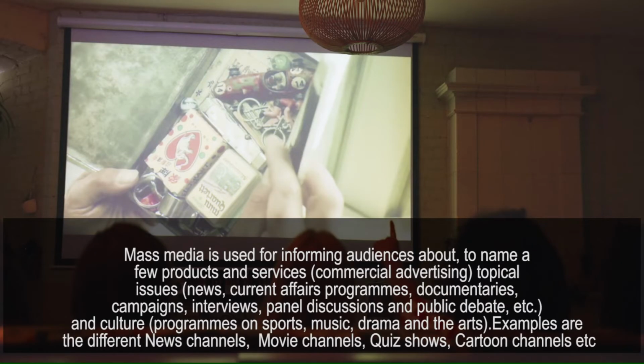Mass media provides an enormous amount of information. Mass media is used for informing audiences about, to name a few, products and services, topical issues like news, current affairs programs, documentaries, campaigns, interviews, panel discussions, public debate, etc., and culture like programs on sports, music, drama and the arts. Examples of the various ways by which information is disseminated are through the news channel, through the movie channels and so on and so forth.